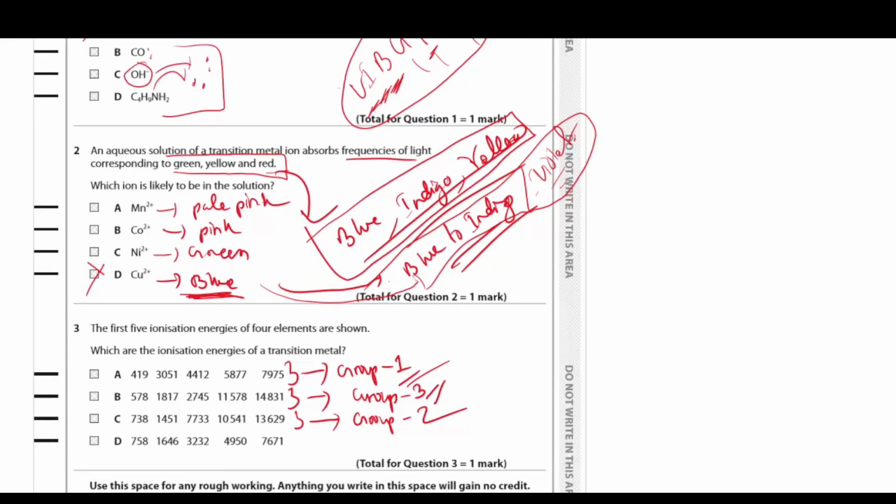Moving on to group 3, we can clearly see the first 5 ionization energies of the elements have been shown. The first question here is, which are the ionization energies of a transition metal? First of all, we see a big jump between the first and the second ionization energy, which indicates that there's only one electron in its outer shell, meaning this metal exists in group 1, but we know that transition metals do not exist in group 1, so that will be out of our list.